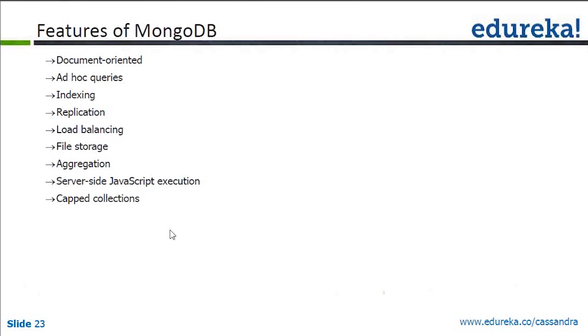And then we also have server-side JavaScript execution and capped collections. In the MongoDB world, the tables are called collections. Here there is one specific type of collection called a capped collection, which you can imagine as similar to a circular buffer.